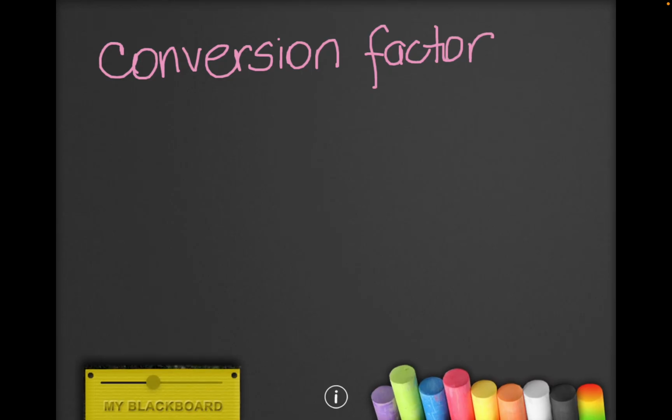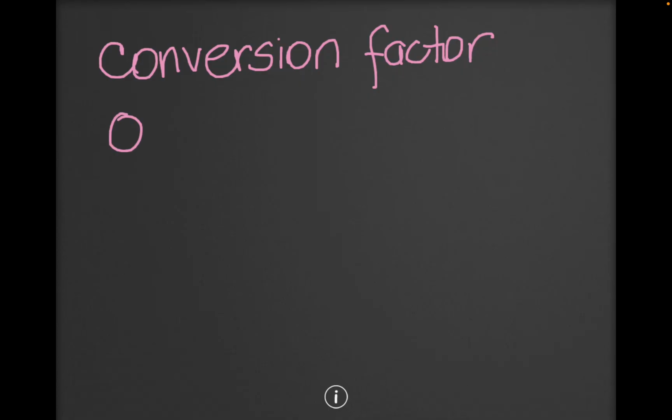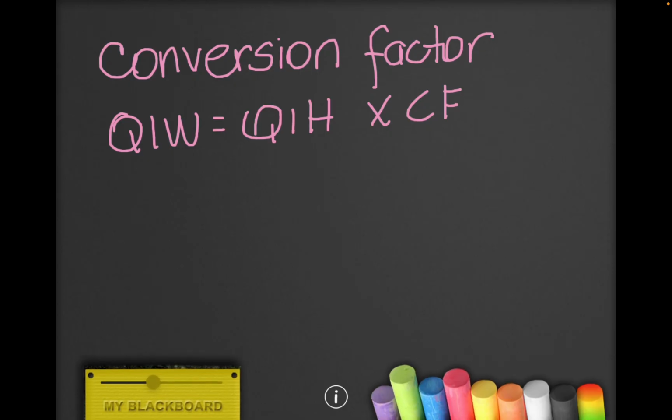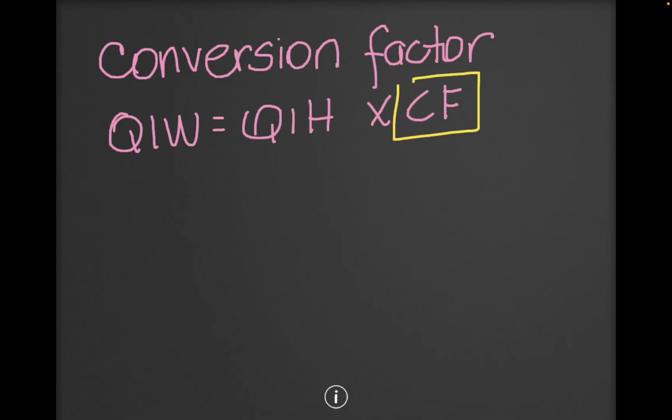So you need to remember that the formula that we use for dimensional analysis is: quantity I want equals quantity I have times the conversion factor. So the conversion factor, class, comes from an inequality.